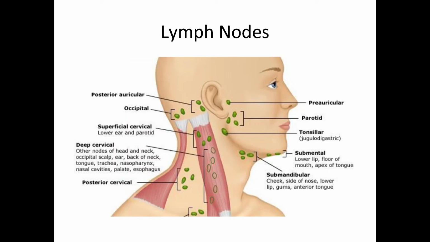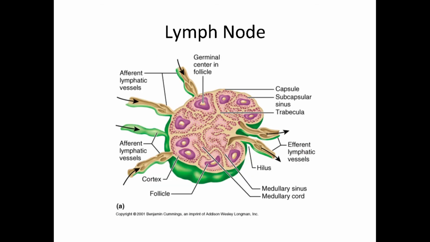Now, the other one, the centerpiece here, is the lymph nodes. The lymph nodes are a much more structured piece, where all of the lymph that is coming back into the body is going to filter through some of these lymph nodes. In a lymph node, you have afferent lymphatic vessels where lymph comes in, and then it goes through this whole node area.